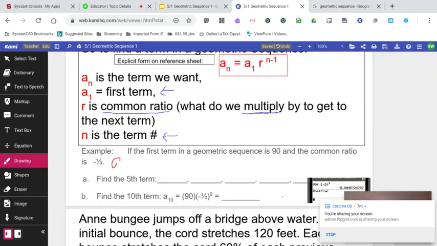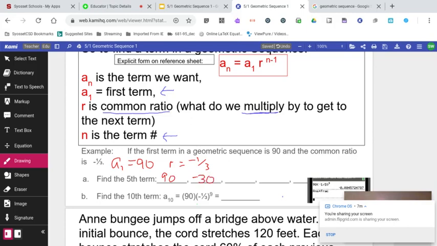We know a sub n. We know a sub 1, the first term. That's 90. We know the common ratio. That's what we're multiplying each time, negative 1/3. So if we start with 90, there's our a sub 1, our first term. We multiply by negative 1/3, we get negative 30.